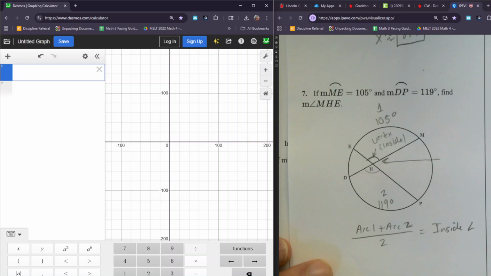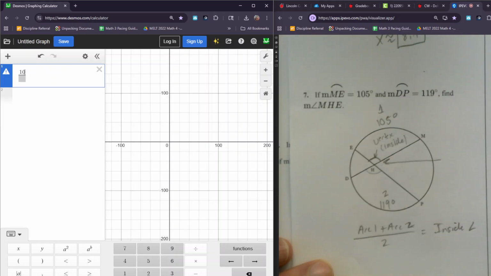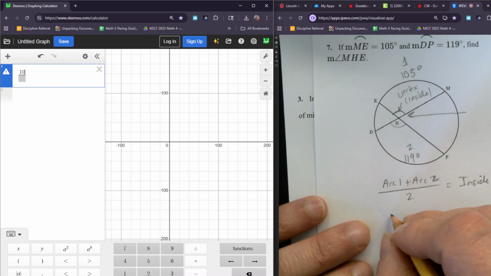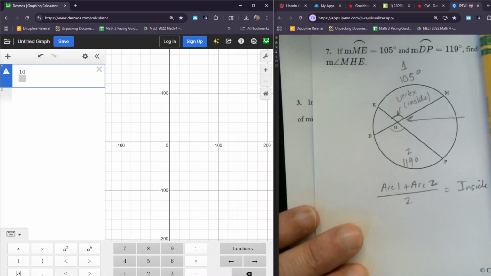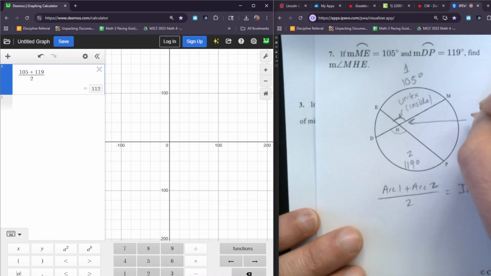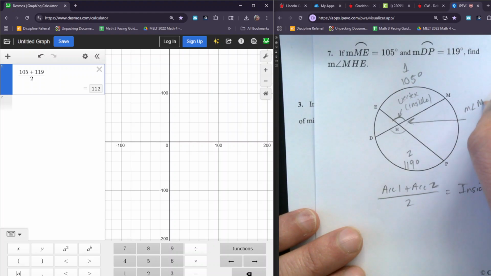So I'll start my division bar. 105 plus 119 divided by 2 is 112. So the measurement of angle MHE is equal to 112.